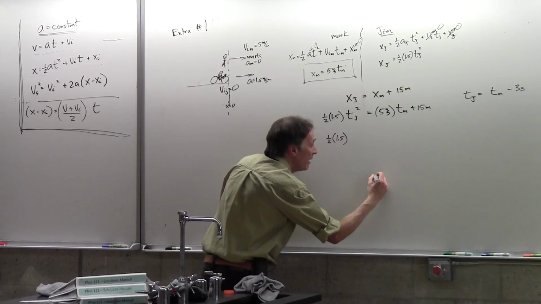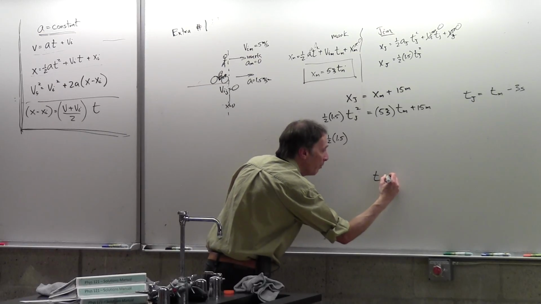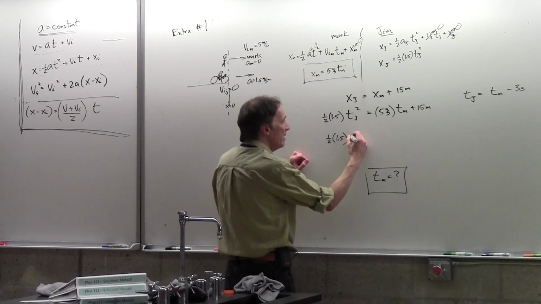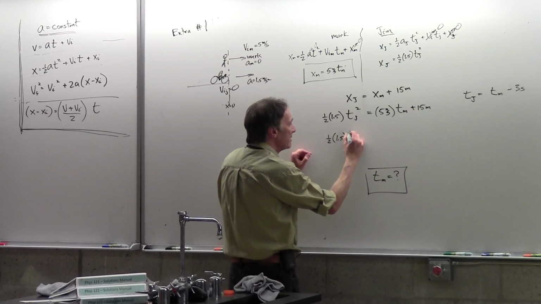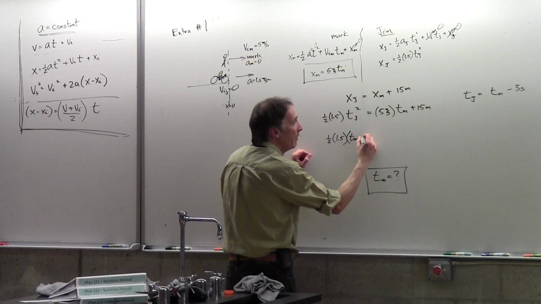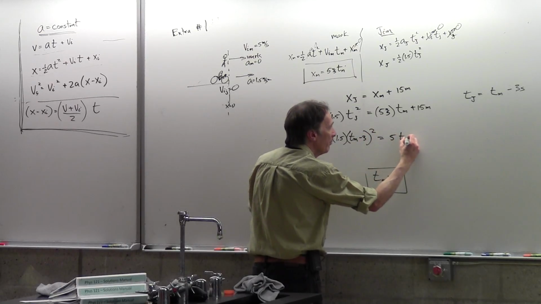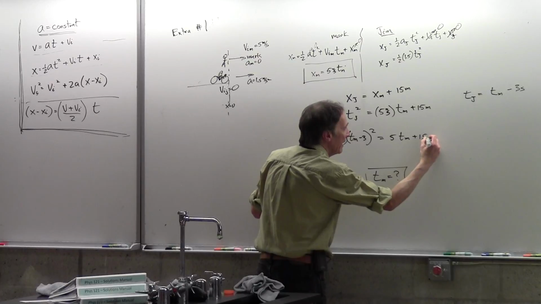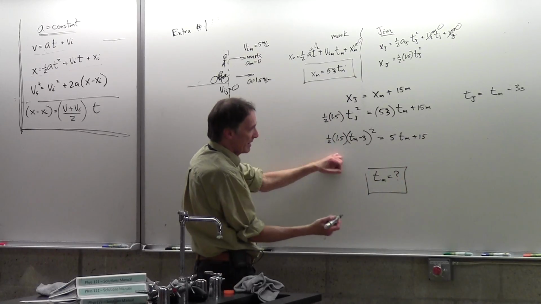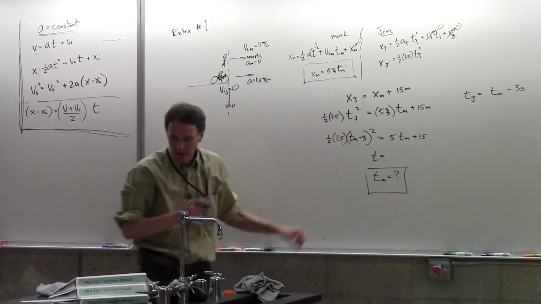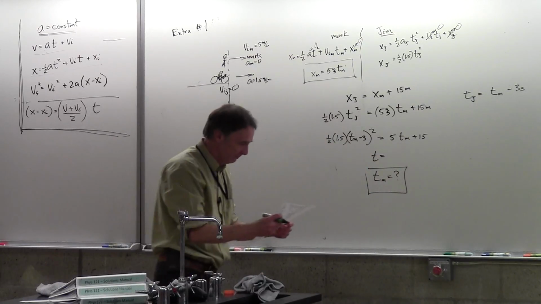He wants to know the time on Mark's clock is ultimately what he wants to know. So I'll put that in. I'll put in this time of Mark minus 3 squared is equal to 5 times the time of Mark plus 15. It's looking like, wow, we got a quadratic, and you can do the math, but we come up with a time of, what do I come up with here?